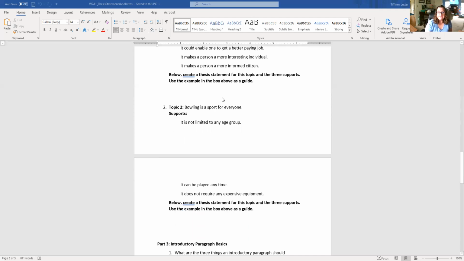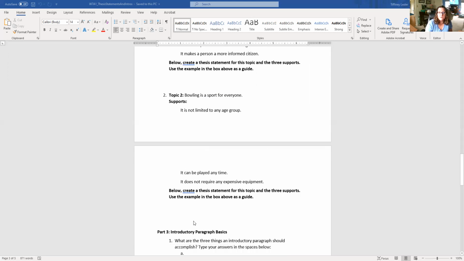Number two, same idea. Bowling is a sport for everyone. It is not limited to any age group. It can be played anytime. It does not require any expensive equipment. Your job is to take the topic and the main ideas of these three supports and create one single solid thesis statement. Remember, a thesis statement is just one sentence. Make sure that it is only one sentence, and make sure that you do not accidentally have any run-on sentences or comma splices. Okay? All right.